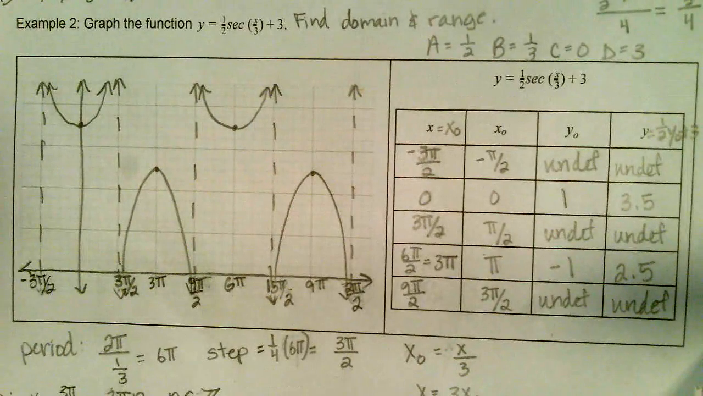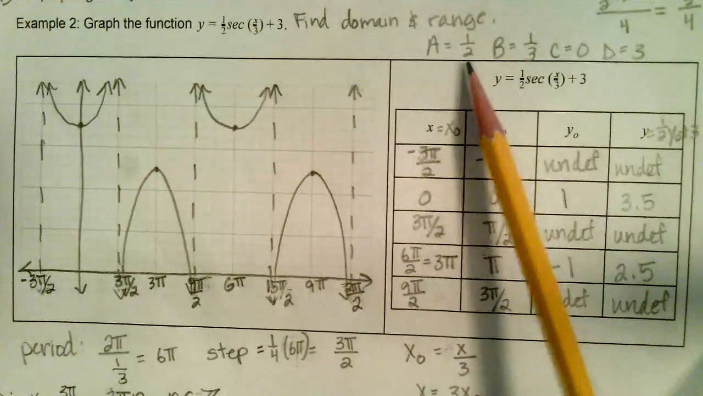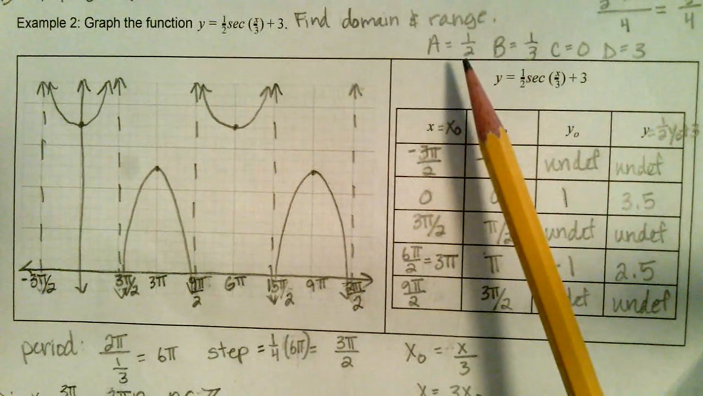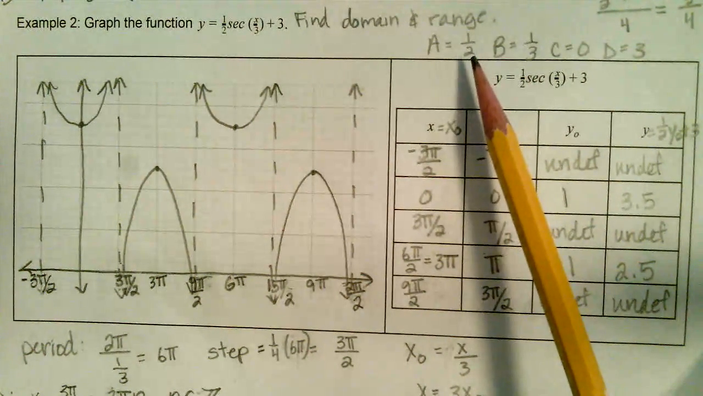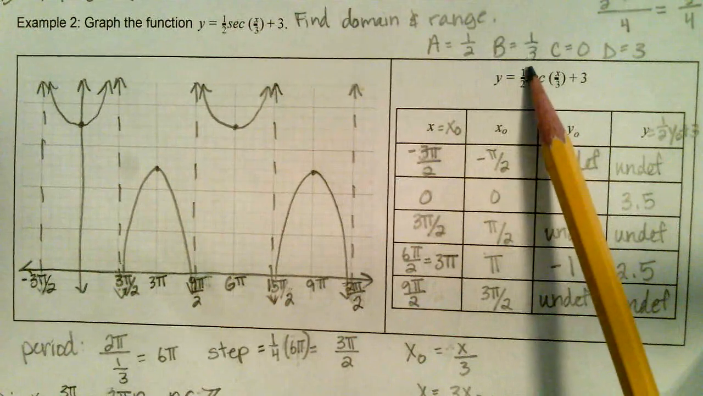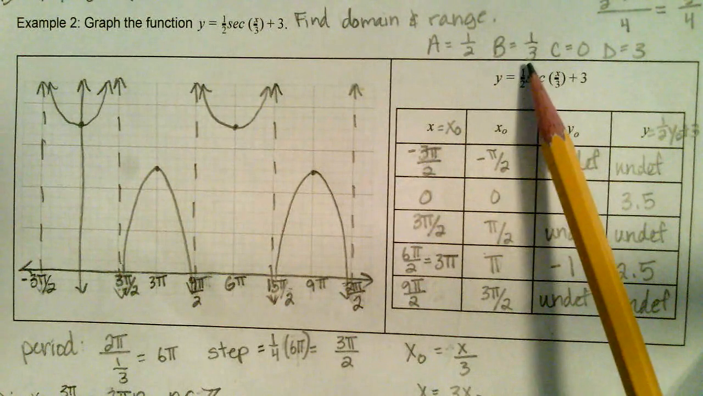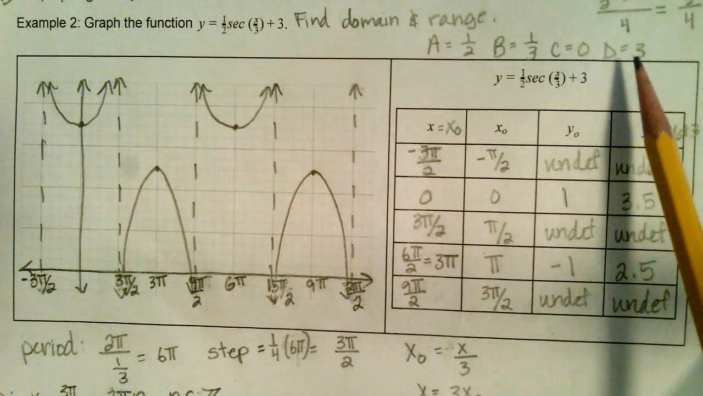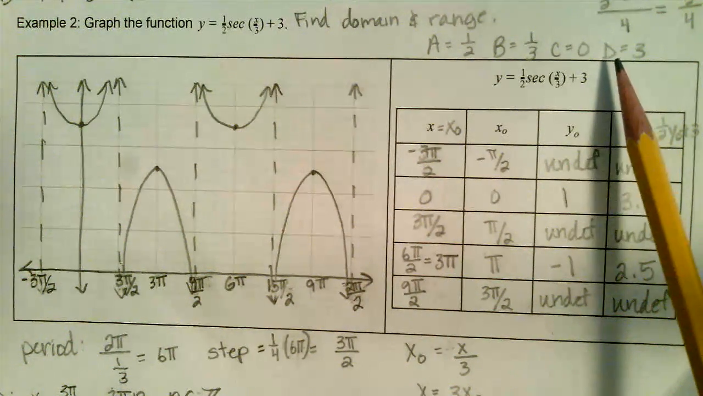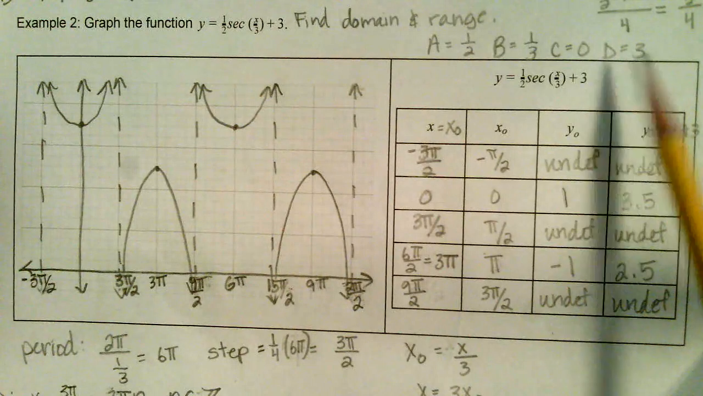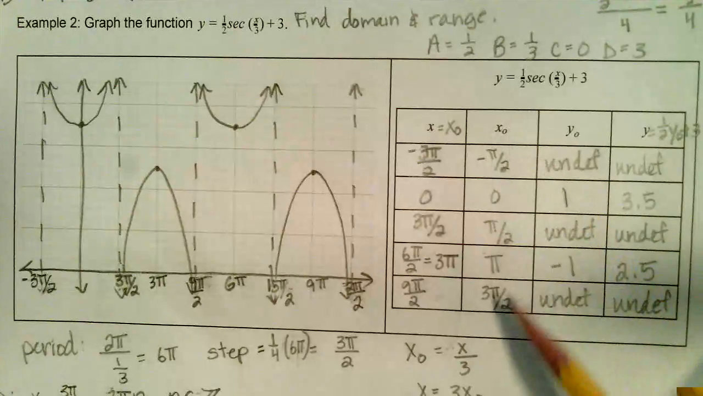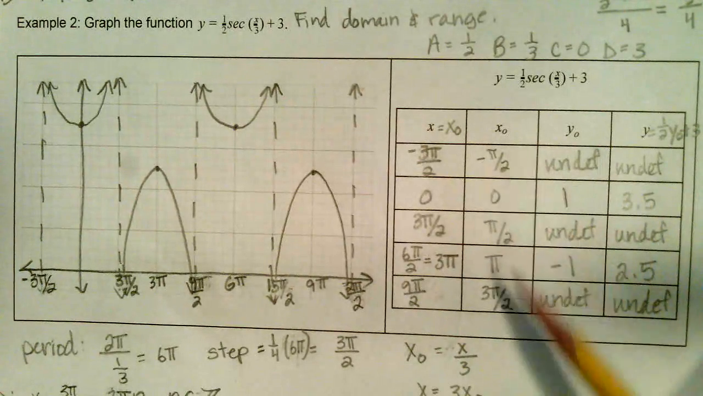Our next graph is of the secant function. Again, I always try to look at my A, my B, my C, and my D. So I am seeing that I am going to have a vertical shrink by a factor of 1/2. Since my B is less than 1, that means my graph is going to be stretched horizontally. I have no phase shift, and I should move my graph up by 3 units. So again, my initial values, these are what we derived yesterday, so I put those into my table.